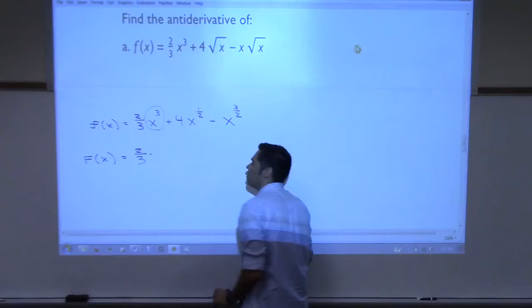Now, this rule works as long as n is not negative 1. Please notice that this right here is the same as x to the negative 1, isn't it? 1 over x is x to the negative 1. And do you see why this wouldn't work in this formula? If n is negative 1, what's going to happen? Try and put negative 1 right here. You get division by 0, right? So the formula will not work.